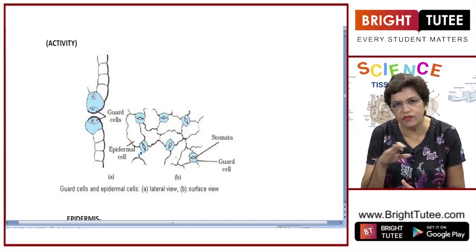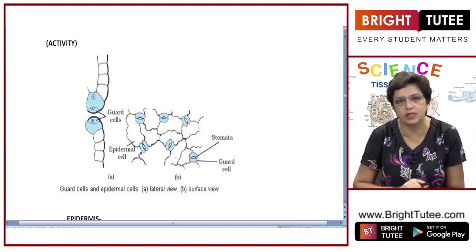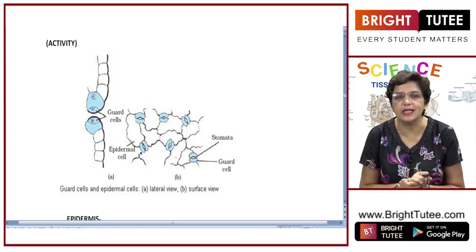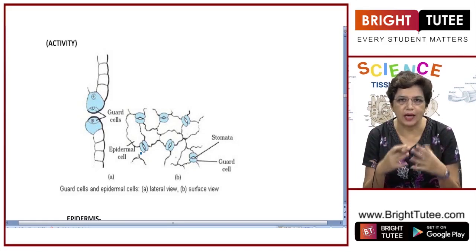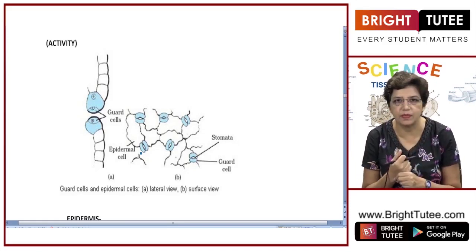You will see very thin flat cells. These cells are actually the epidermis. Overall in the plant, the outer covering is called the epidermis.